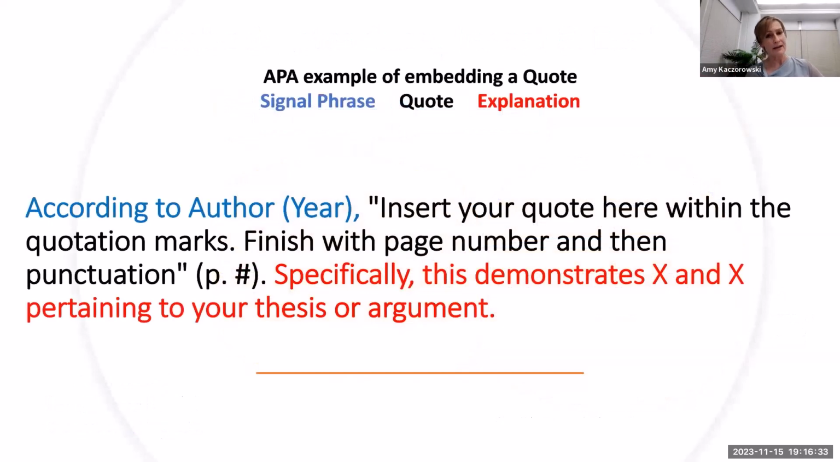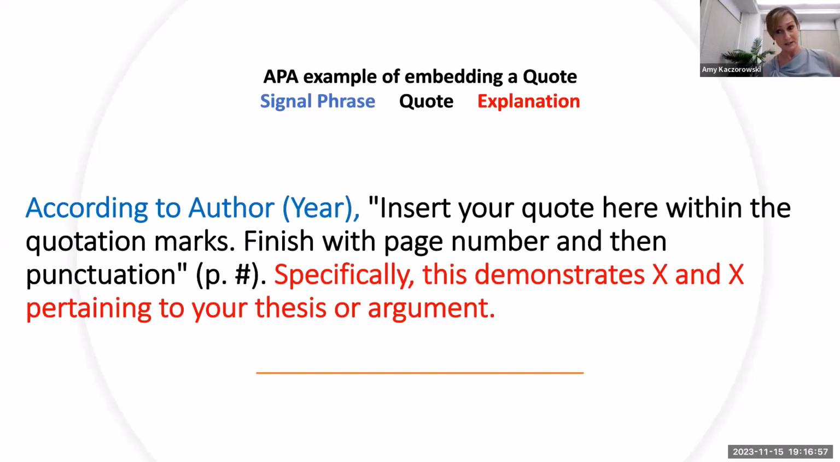So this is an APA example. If you are writing in the sciences here at AU, you most likely will be writing APA. The quote that we have on the PowerPoint, it's color-coded. If you see in blue, it's a signal phrase. And we have at the beginning of the sentence, the signal phrase is "according to the author."